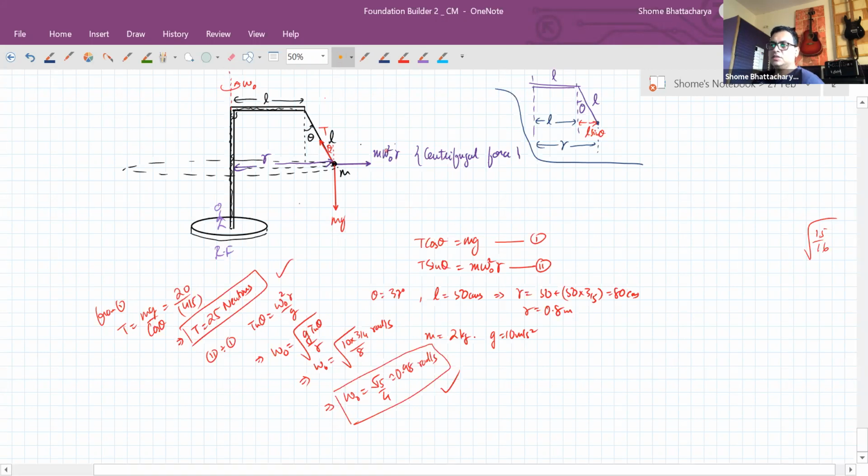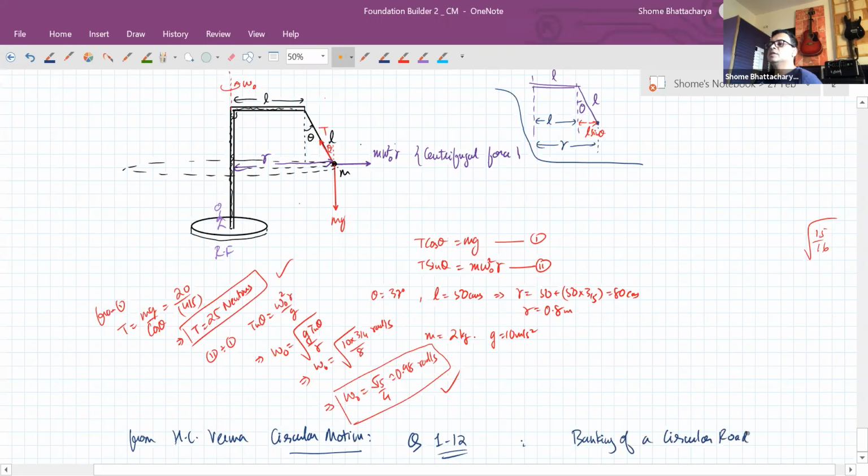And with this, we complete today's session. So I'll be sending a list of questions to do from HC Verma. In the main exercise, do questions 1 to 12. We'll discuss some of these questions in the next lecture also. And also go through the concept of banking of a circular road. It's there, the theory part in HC Verma, and banking angle. We'll be discussing that in the next lecture also.